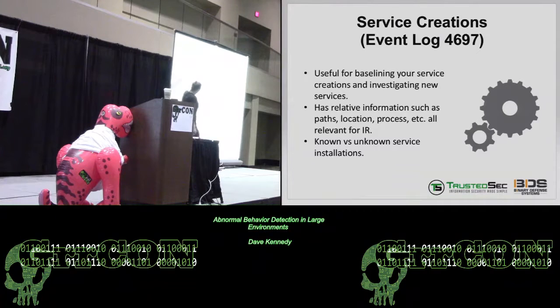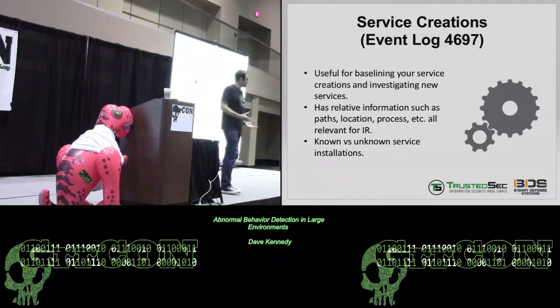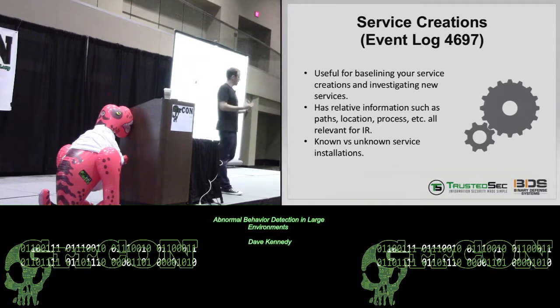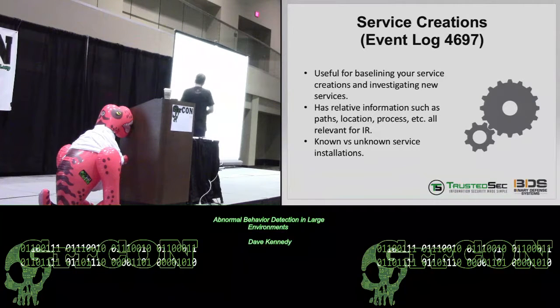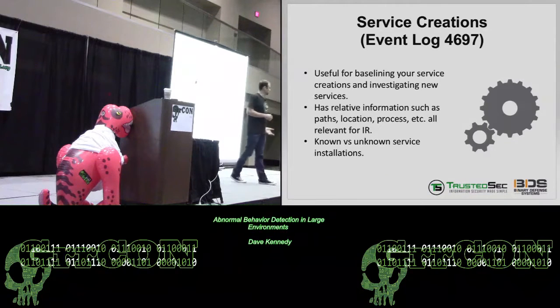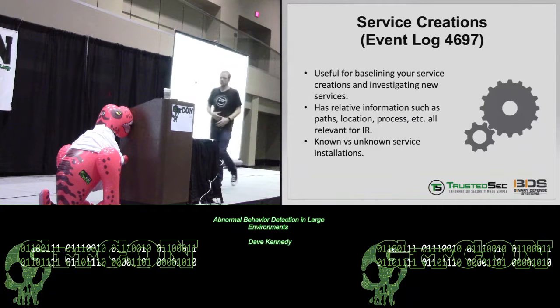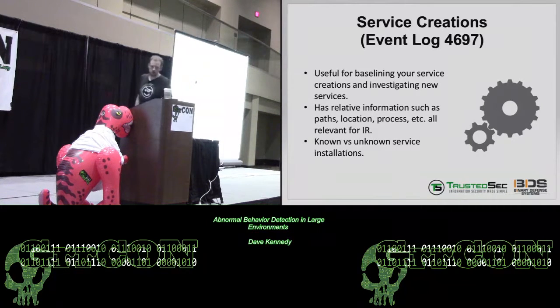But if you look at event log 4697, you have to configure advanced options, but you can do that in Group Policy, and that'll get you service creations. Now, what you can do is baseline what services you allow and then flag on anything that's not normal, so more of a baseline application whitelisting approach. For example, Metasploit will use ComSpec to install a PowerShell service in your environment. Should you ever see that in your environment? No. You've been owned at that point, right? So there's a lot of cool things you can look at, just specifically off of service creations.